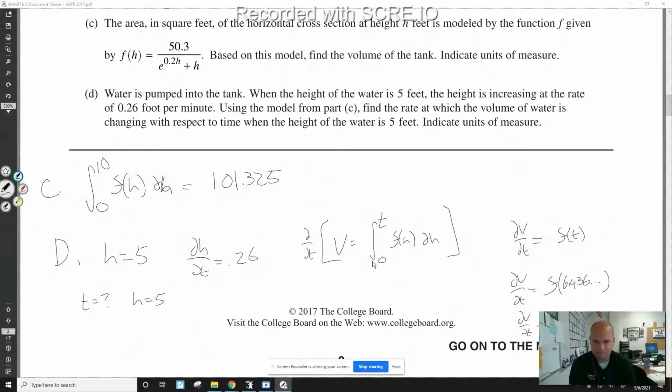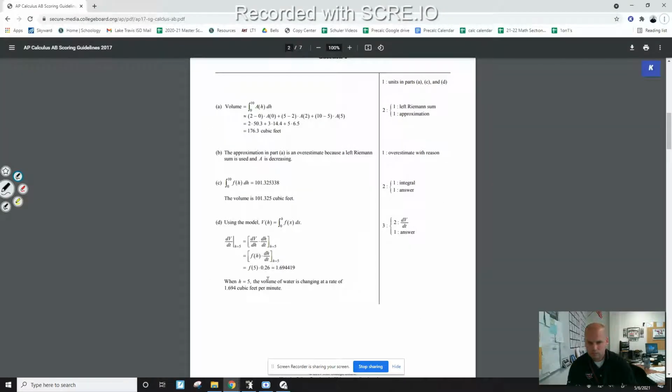Yeah, I messed up. V of H is 0 to H of F of something else. Yeah, because 10 is not T. It's 0 to 10. Oh, gosh. They said 0 to H of this F function, which means dV/dt is F of H times the derivative of H, dH/dt. So it's 5 times 0.26. Oh, it's F of 5 times 0.26.